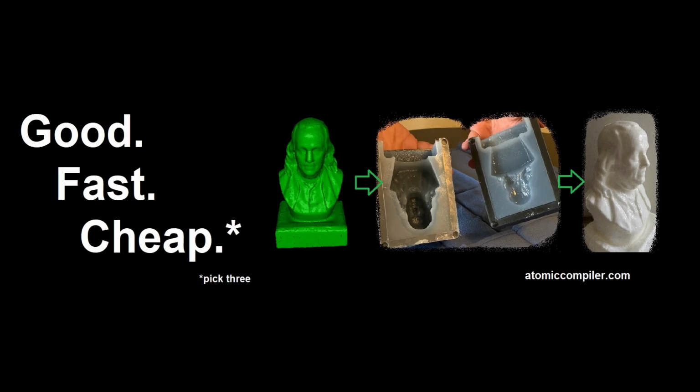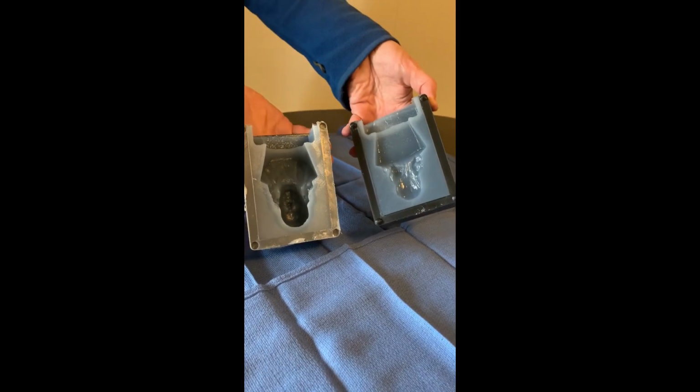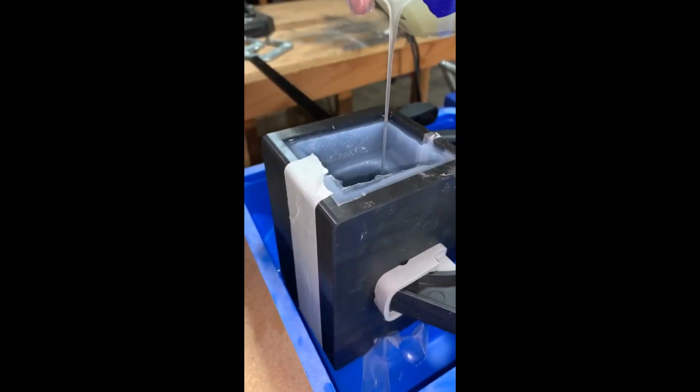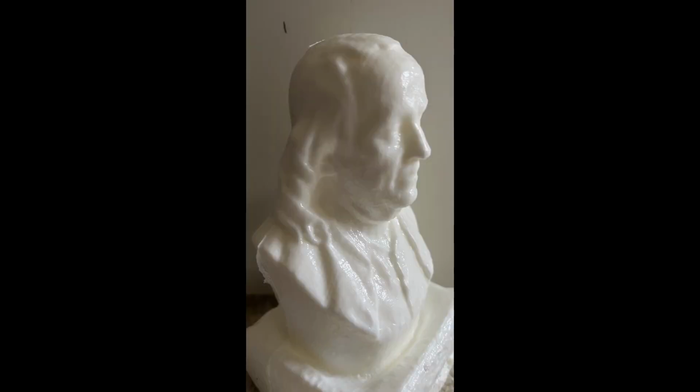Just to give you a preview, here's an example of what you would start with. This is a bust of Benjamin Franklin in the form of an STL. You would send that to us, and you would get back something like this. This is a two-piece silicone mold. You would pour in some resin, and the exact type would vary depending on your needs, and you would get out something like this. Here's a casting of Benjamin Franklin.